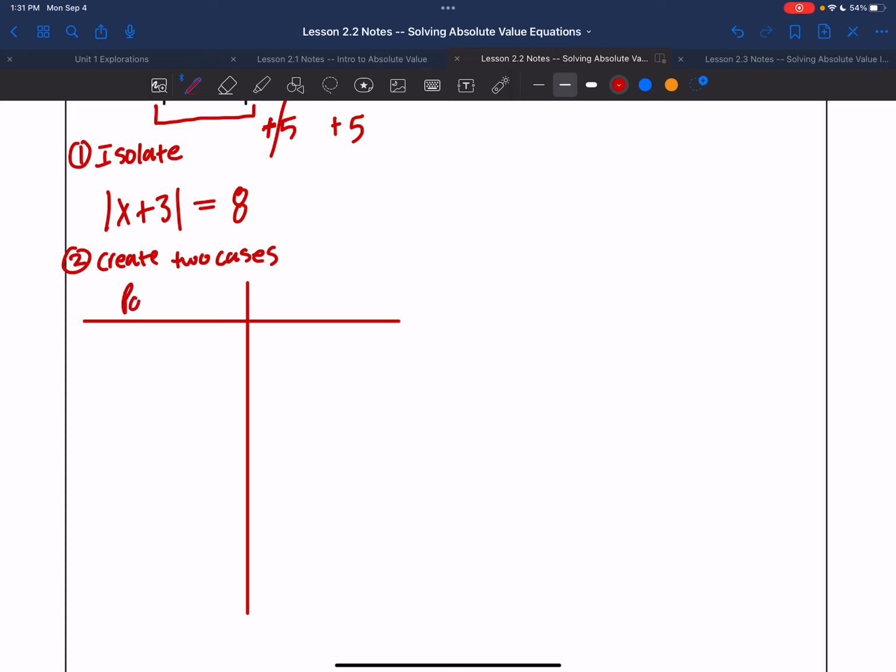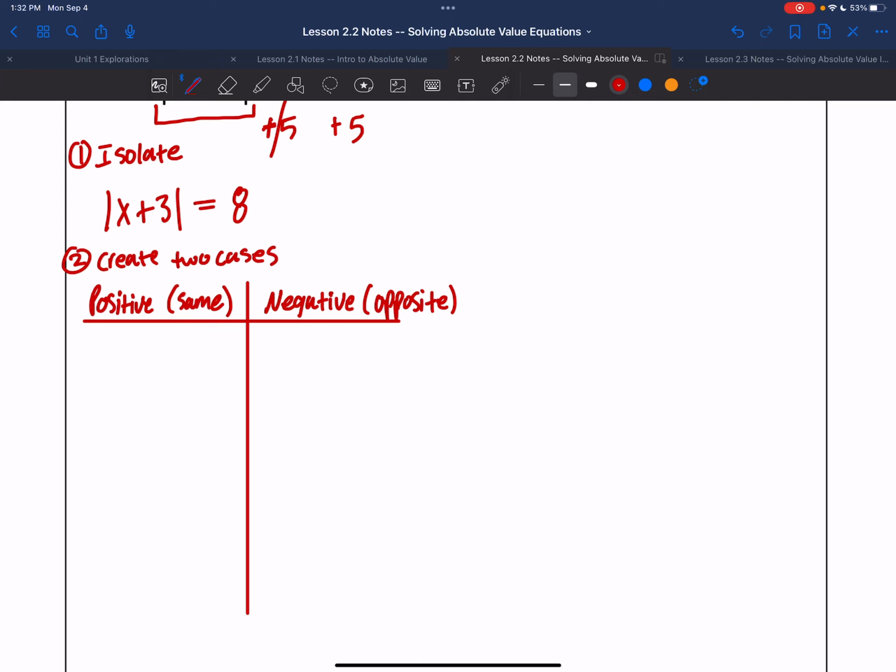So what we're going to do is check the positive case. I want to move this over. The positive case is where I'm going to say it's the same sign. Whereas the negative case, that's the opposite sign.